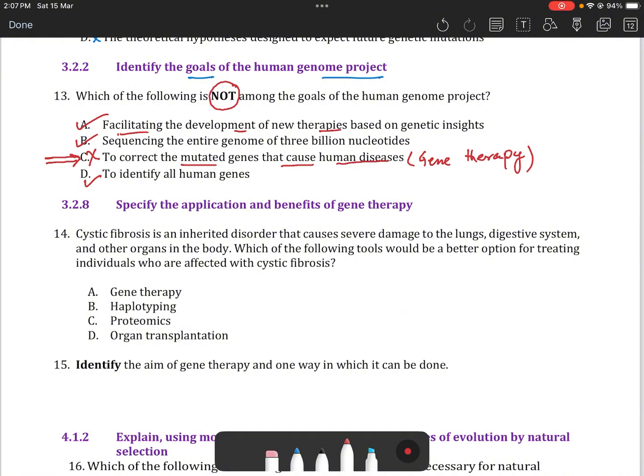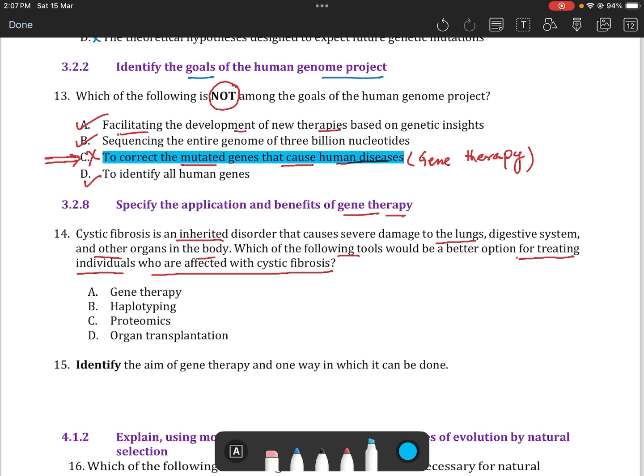Specify the applications and benefits of gene therapy. Just now we said what is gene therapy, but what's the application? Let's see it. Cystic fibrosis is an inherited disorder that causes several damages to the lungs, digestive system, and other organs of the body. Which of the following tools would be a better option for treating individuals who are affected with cystic fibrosis? And that's exactly what it says over here: to correct the mutated genes that cause human diseases. So this is the definition of gene therapy. So that's the answer, gene therapy.